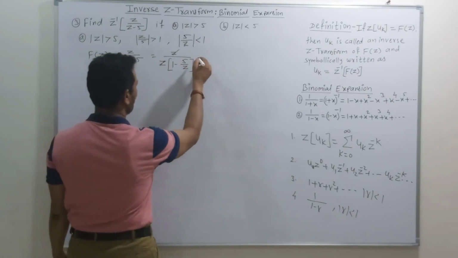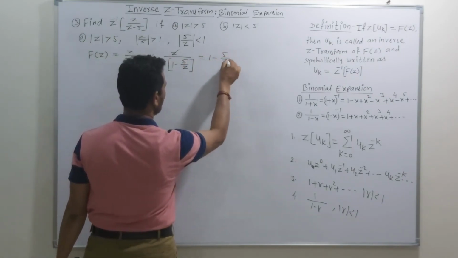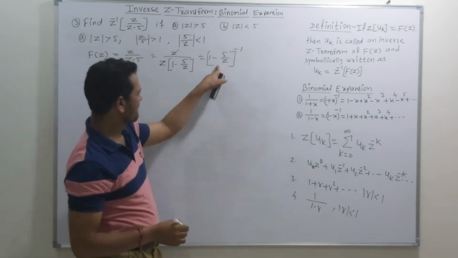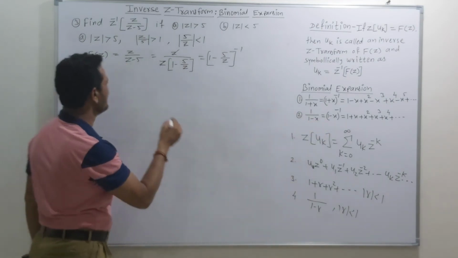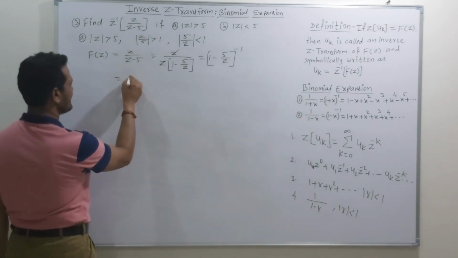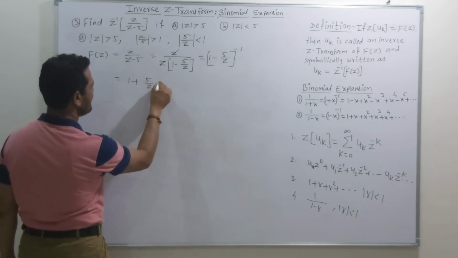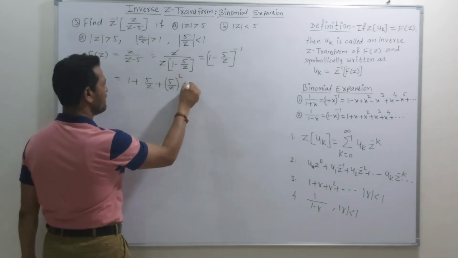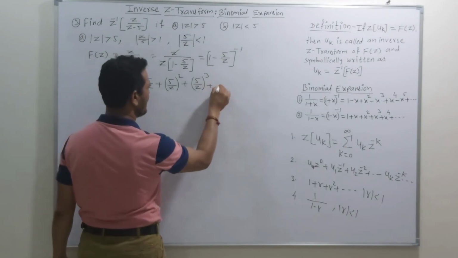That means we have to take z common. We may write this as 1 minus 5 by z raised to minus 1. If we compare this with the second condition, then the value of x is 5 by z. We can easily write its expansion as 1 plus 5 by z plus 5 by z its square plus 5 by z its cube and so on.